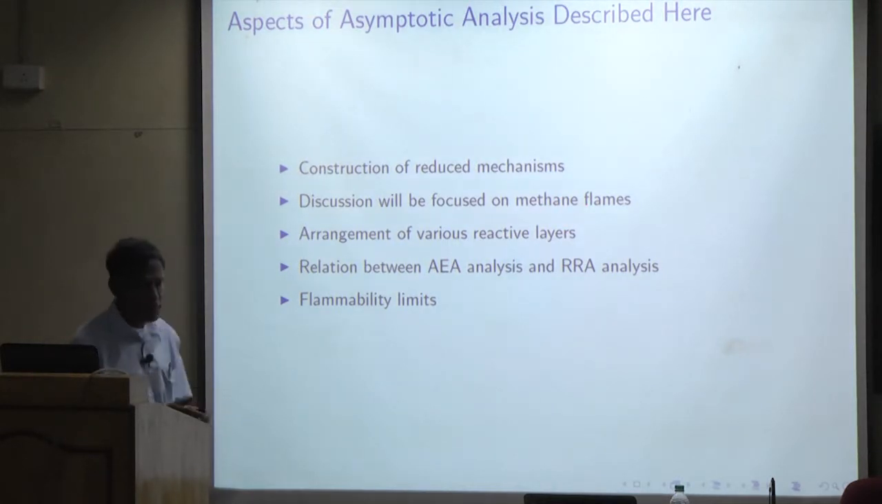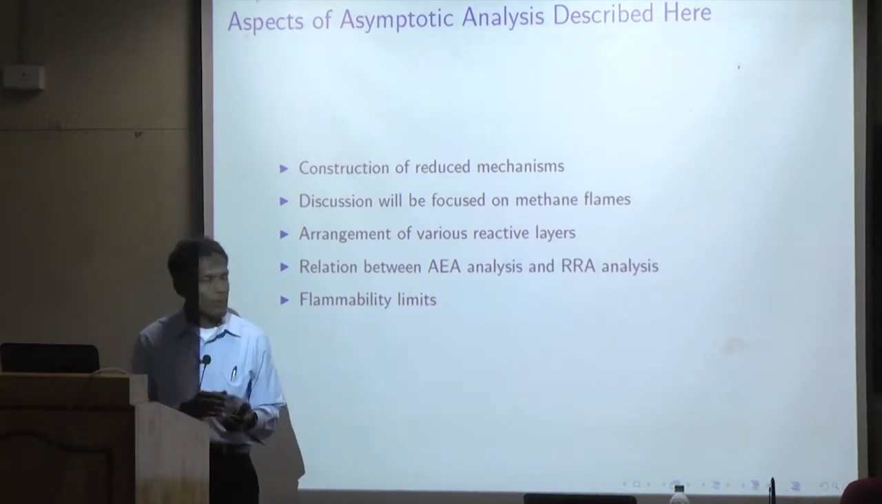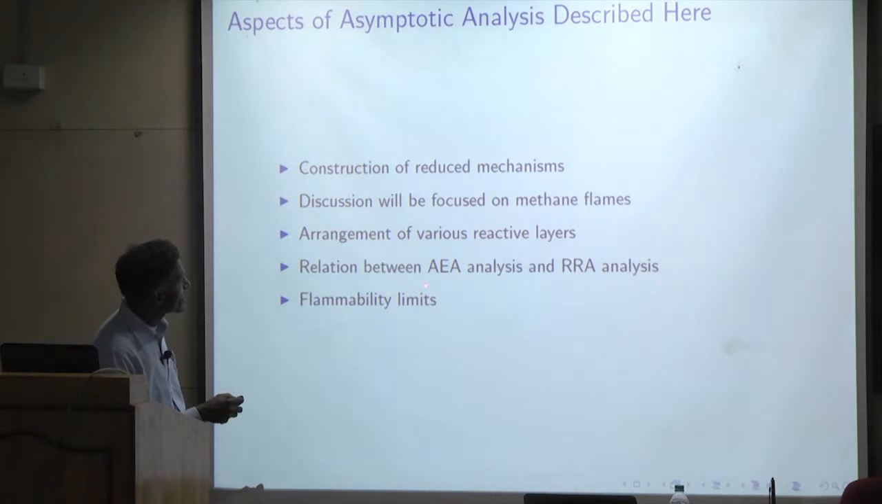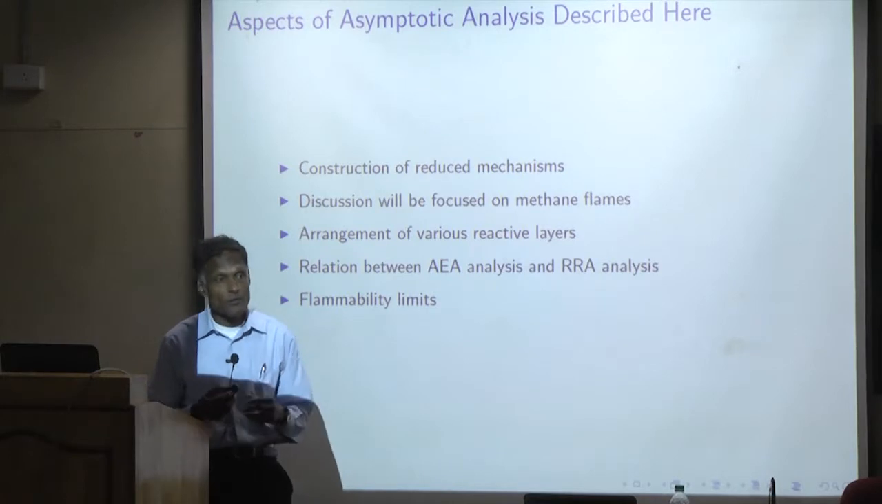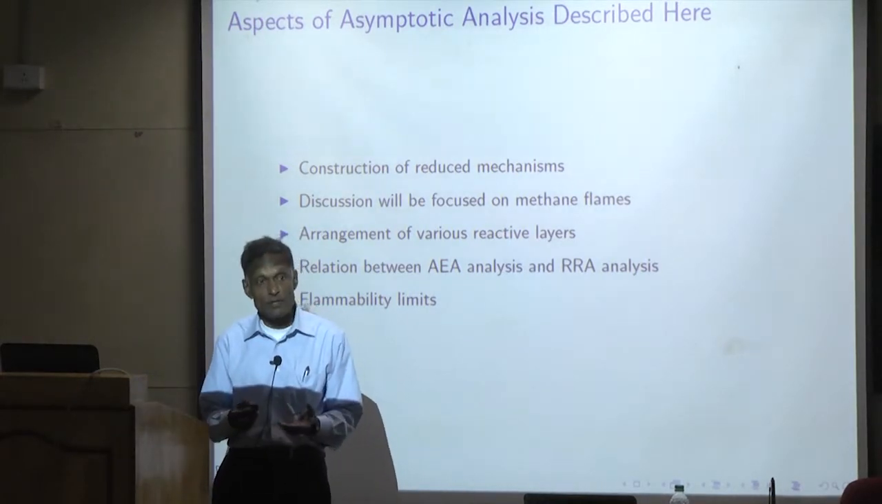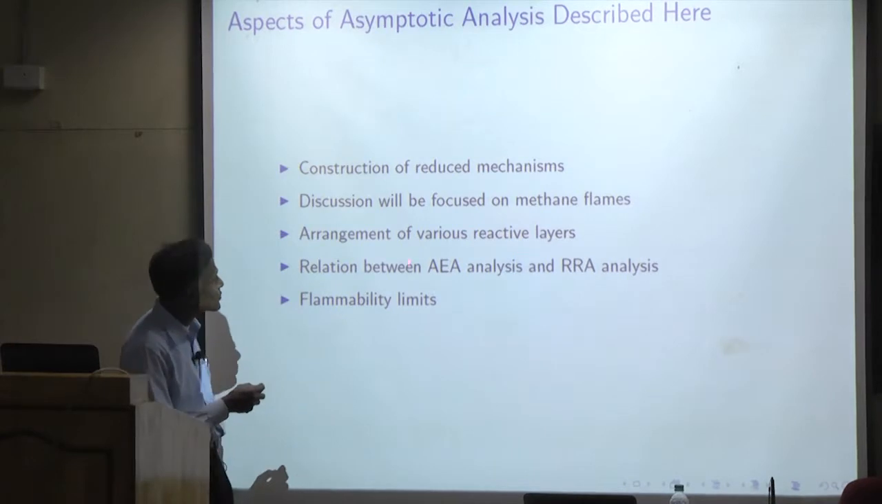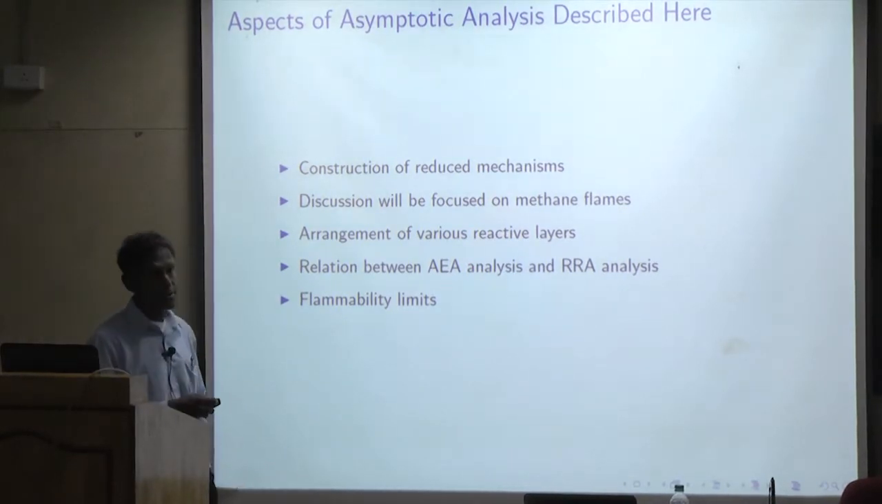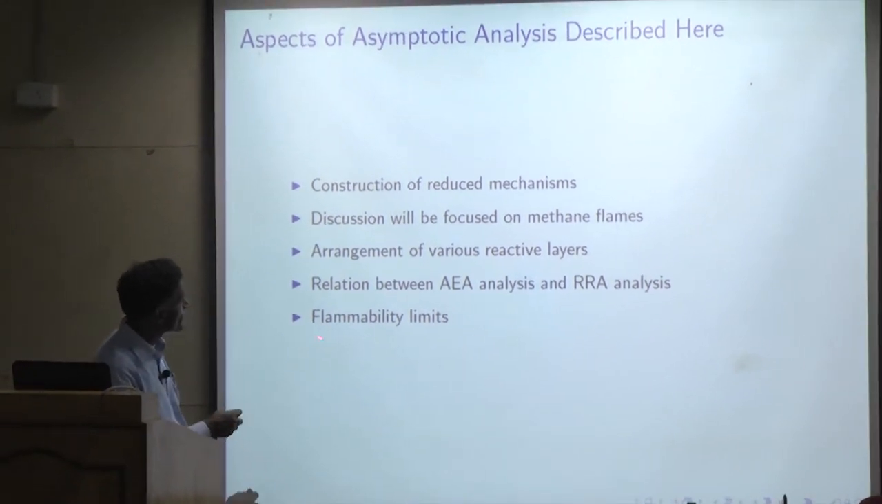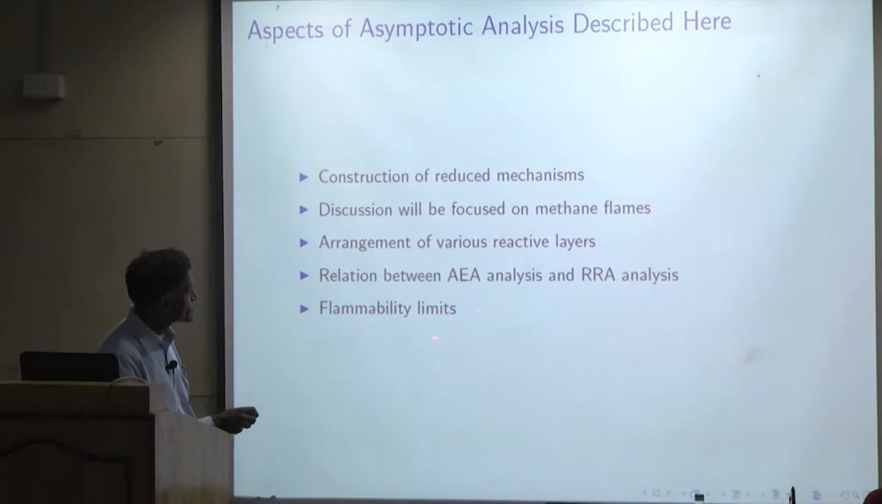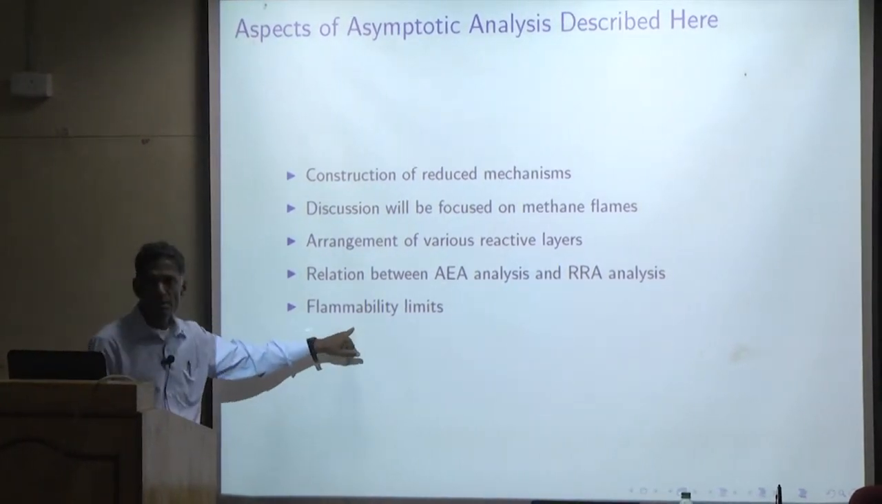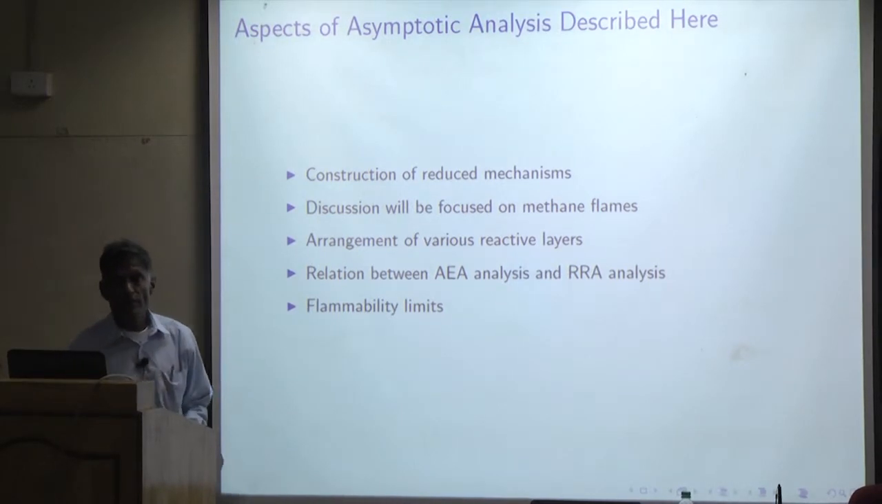Now I'm going to talk about the different layers within the reaction zone. And finally, I want to relate the activation energy asymptotic analysis to the rate ratio asymptotic analysis. The point here is there are some aspects of activation energy asymptotic analysis that predict reality quite well. So why do they do that even though the chemistry is one step? We should explore that as well. And finally, one of the crown jewels or highlights is that flames, as you know, have flammability limits. So these are limits of flammability.